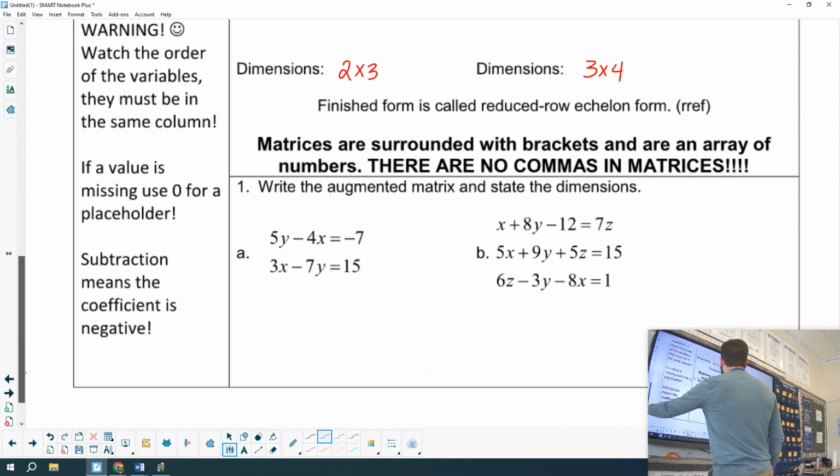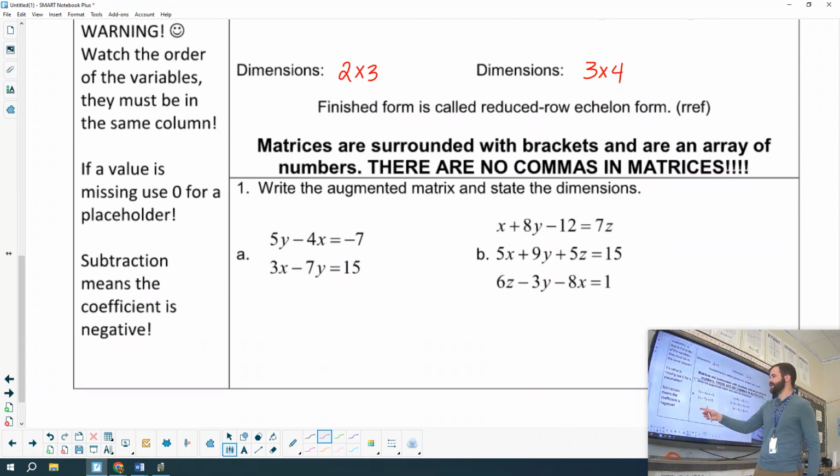And then if you have a number that's being subtracted, like this 7, it's a minus 7, it's a negative. So whenever you put it into your calculator as a matrix, make sure you put it in as negative 7, okay? Remember, no commas. So let's write the matrix for this one.